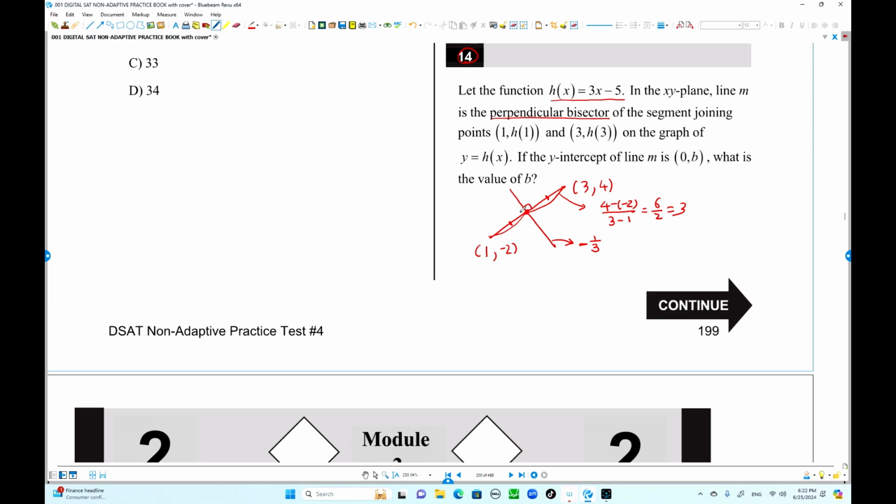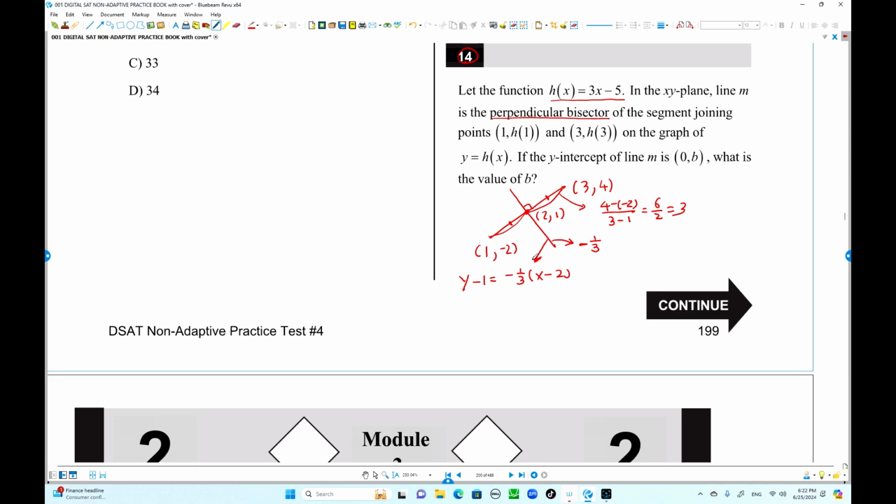So we need one more point to set up the equation. This point is the midpoint of these two. 3 plus 1 divided by 2 is 2, right? 4 plus minus 2 is 2, divided by 2 is 1. That is the midpoint. So set up the equation: y minus y1, which is 1, the slope is negative 1/3, and x minus x1, which is 2. That's the equation of this perpendicular bisector.